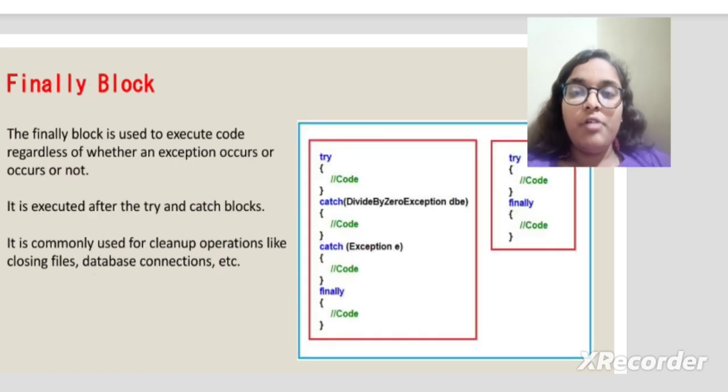Next is the finally block. The finally block is used to execute code regardless of whether an exception occurs or not. It is executed after the try and catch blocks. It is commonly used for cleanup operations like closing files, database connections, etc.